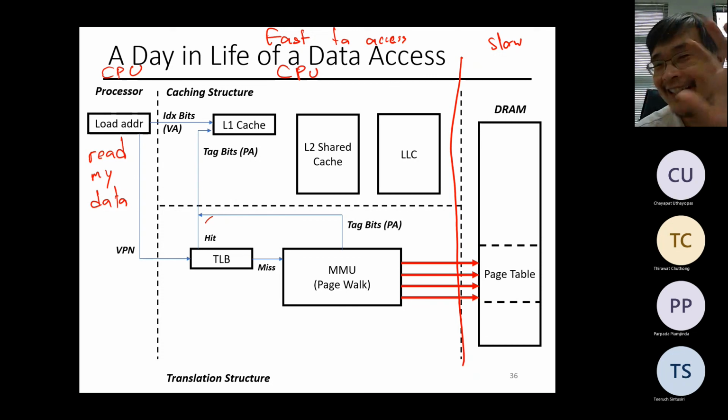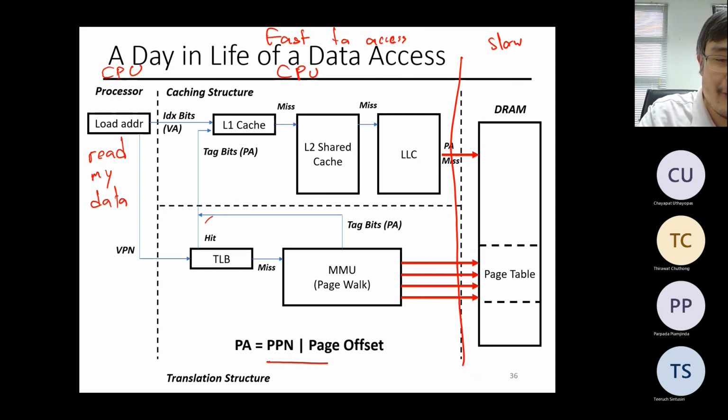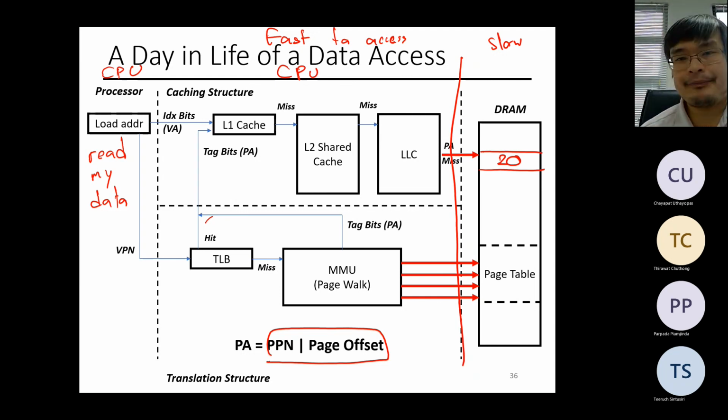Now we are not at the data yet, right? So let's say it missed in the L1 cache, you then go to the L2. If it missed in the L2, you go to the last level cache, and if you don't have the data in the last level cache, you use the physical address to get the data in DRAM, right? And the physical address is basically the PPN appended with the page offset. So that's where your data is, the value 20 for address i.